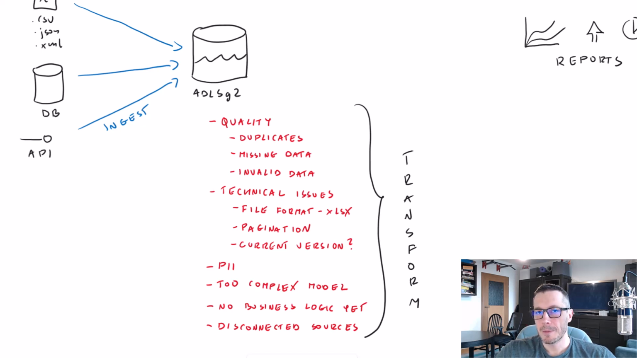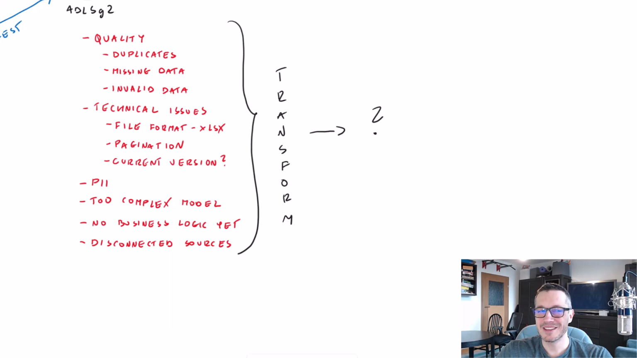Alright, but what should be the output of those data transformations? How do we make sure that we do it in a proper way? And well, let me help you with this.